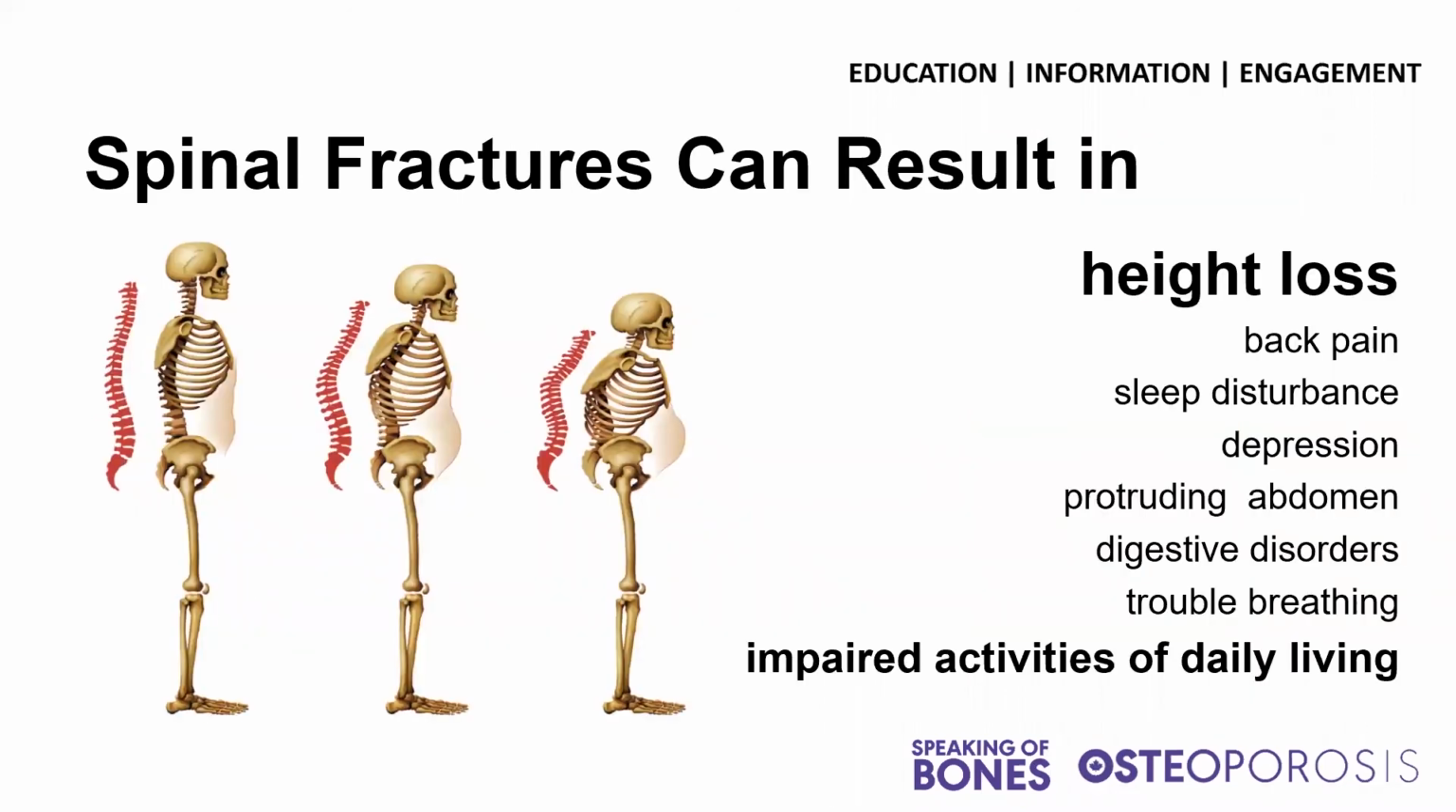So another type of fracture are spinal fractures. These are also sometimes called compression fractures, and they can result in height loss, back pain, sleep disturbance, depression, protruding abdomen, digestive disorders, trouble breathing, and impaired activities of daily living. Spinal fractures can be very painful, but sometimes they also cause no pain at all and go unnoticed. They could also be mistaken for a pulled muscle or just a backache. 2/3 of spinal fractures are painless and therefore go undetected.